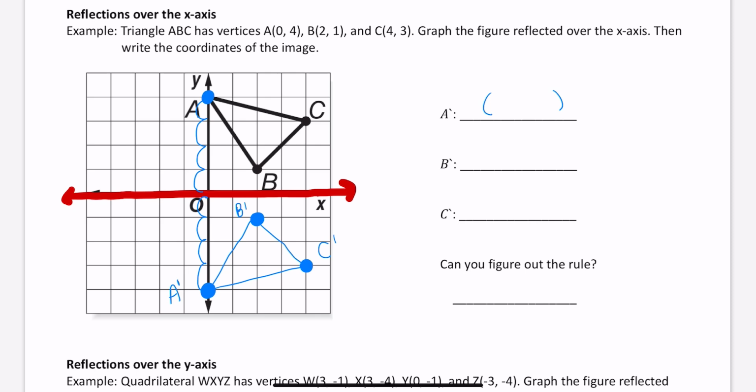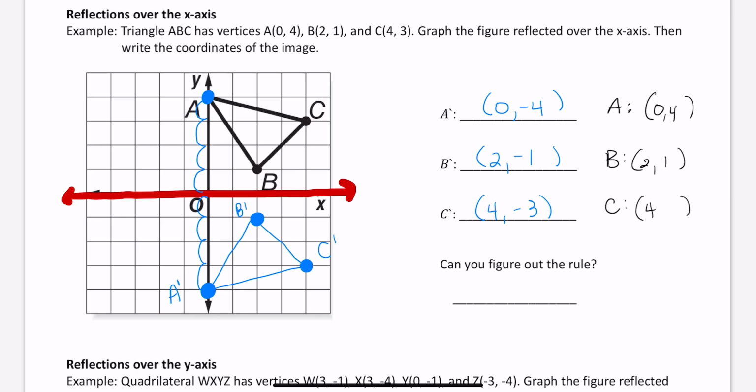Okay, so now let's look at the rule that's happening. The coordinates of A prime are going to be 0, -4. The coordinates of B prime are 2, -1. And the coordinates of C prime are 4, -3. Now I'm going to write the coordinates of A, B, and C real quick, just so we can find this rule. So A was at 0, 4. B was at 2, 1, and C was at 4, 3.